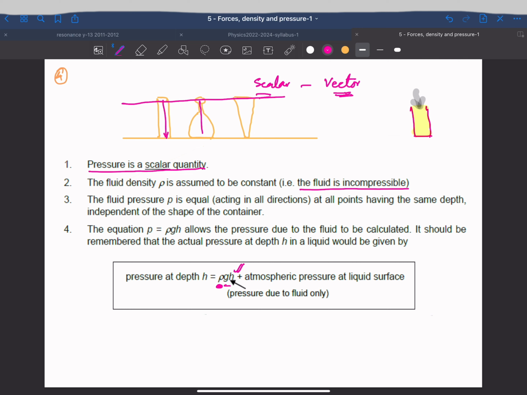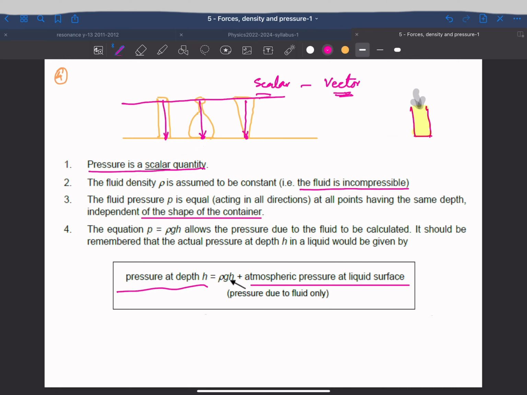All of them will give us the same pressure. Whatever the shape of the container, it doesn't make any difference. So all these points will have the same pressure. So this is important. This point we have already discussed, that the equation P equals rho g h allows the pressure due to the fluid to be calculated. You can use this equation and add the atmospheric pressure to get the total pressure at the depth h.